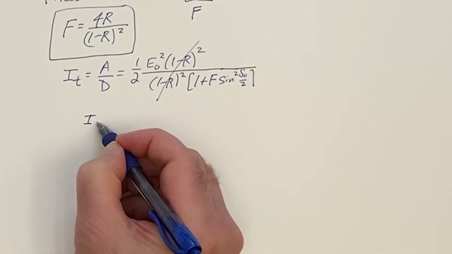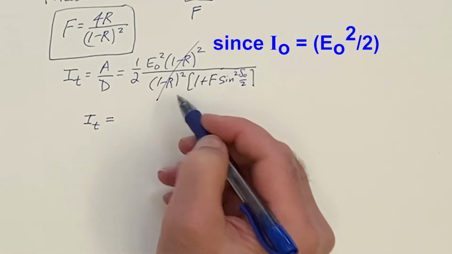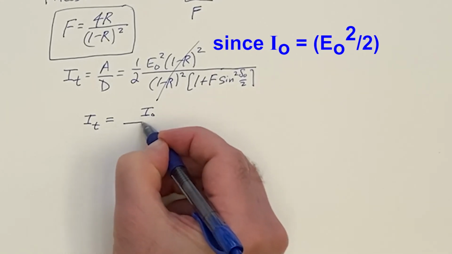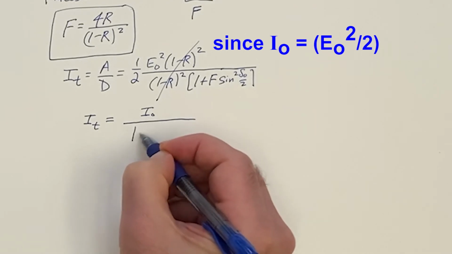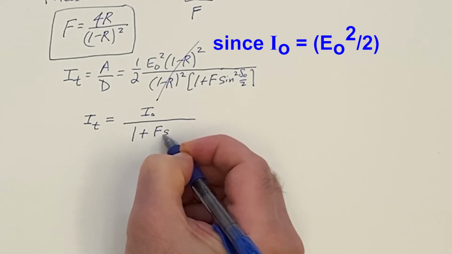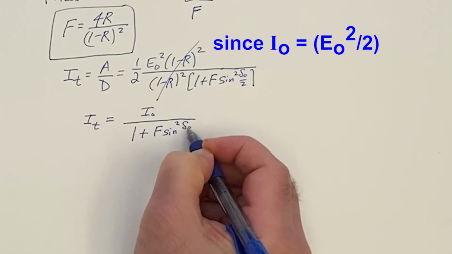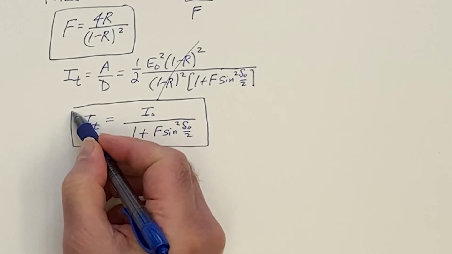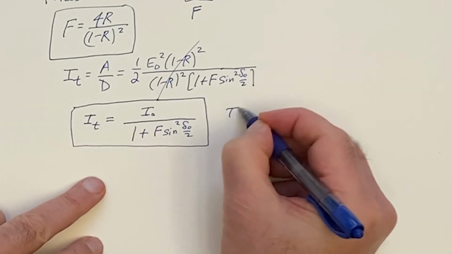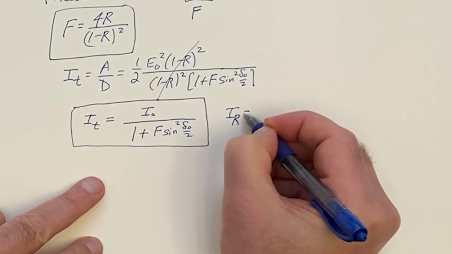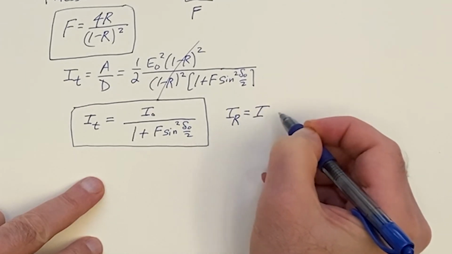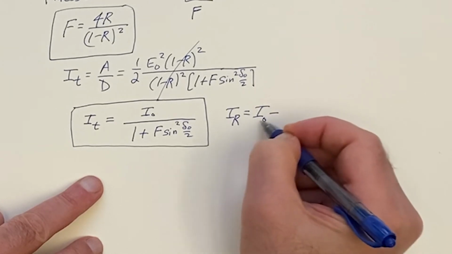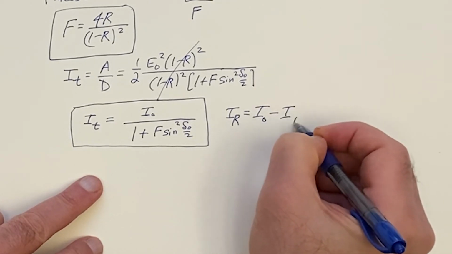And then we have for the irradiance, and at this point, let's group all the constants and call it, say, I naught. So this is a clean 1 plus F sine squared delta naught over 2. So this is our final result. And if you want the radiance of the reflection, by conservation of energy, that will be I naught minus the transmission.